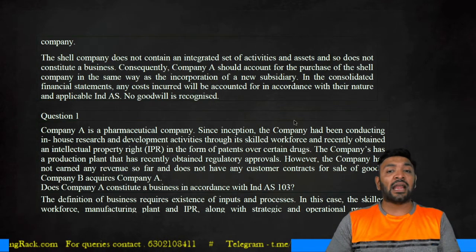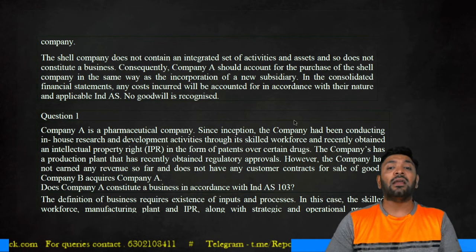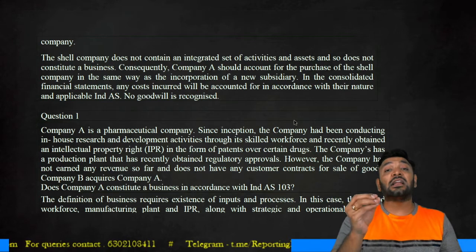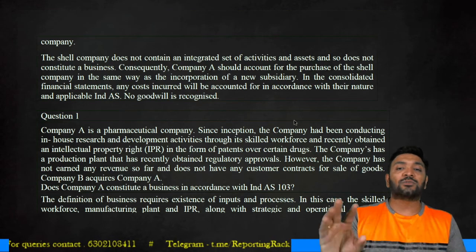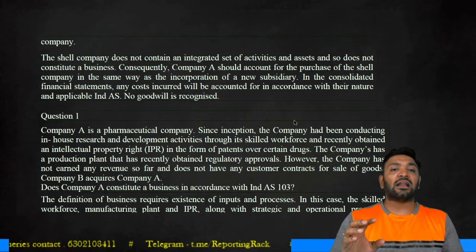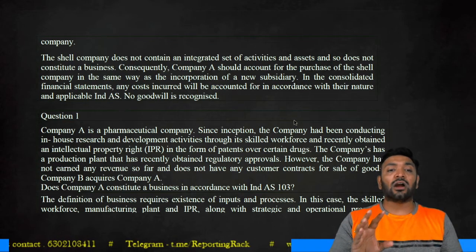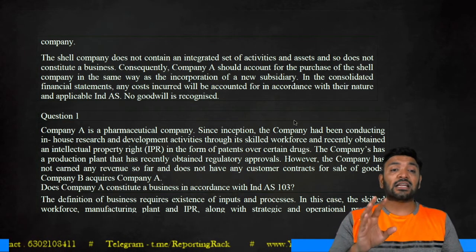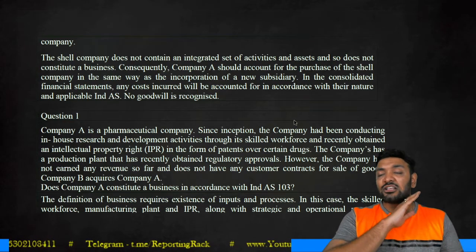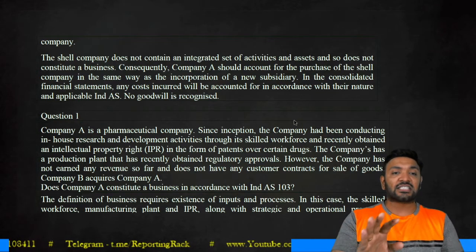Consequently, Company A should account for the purchase of the shell company in the same way as if they were incorporating a new subsidiary. In the consolidated financial statements, any cost incurred should be in accordance with the nature and applicable Ind AS, and there is no goodwill which should be recognized in this transaction.